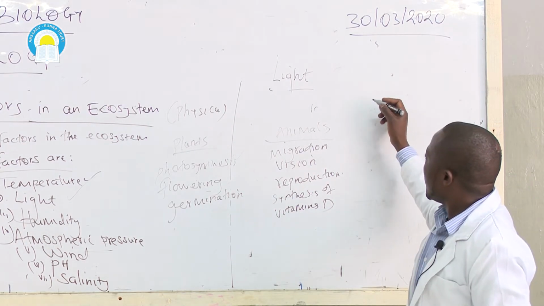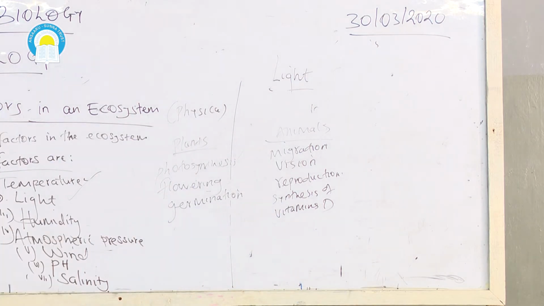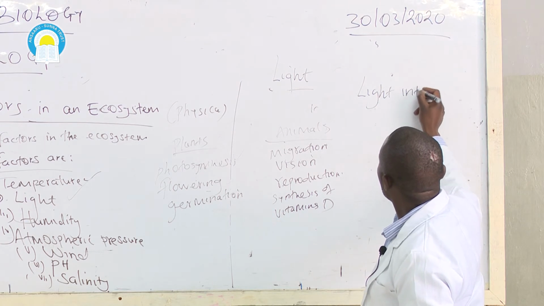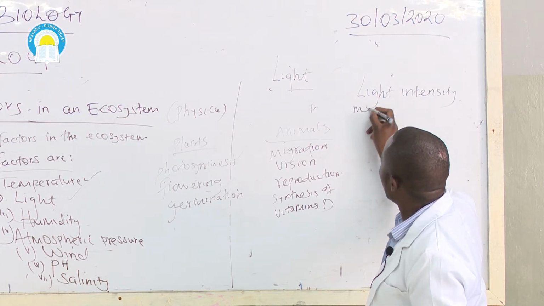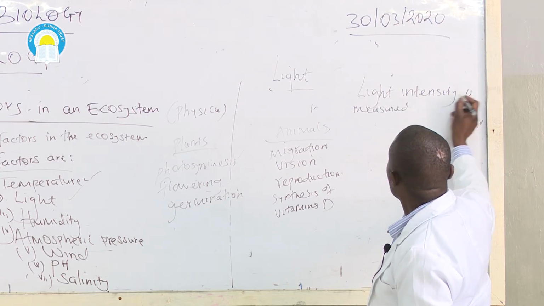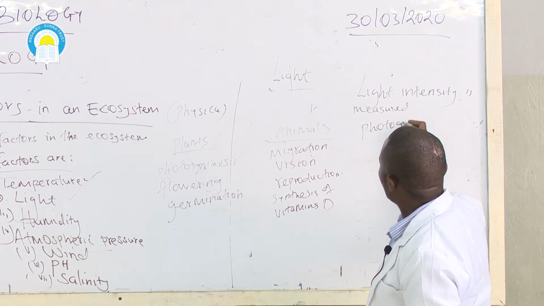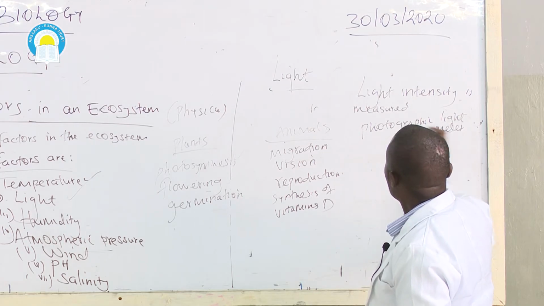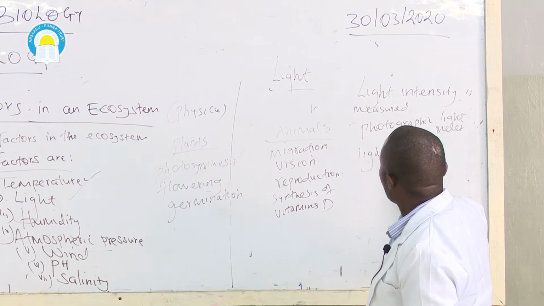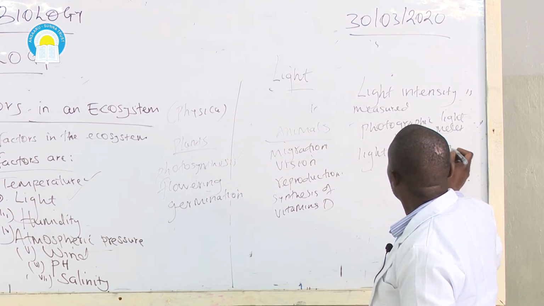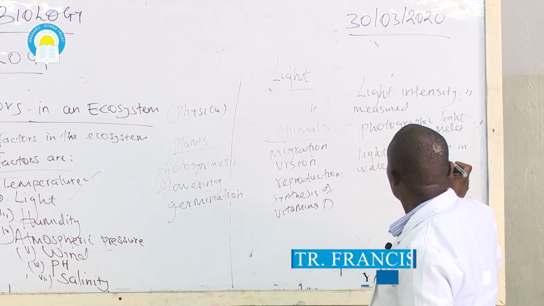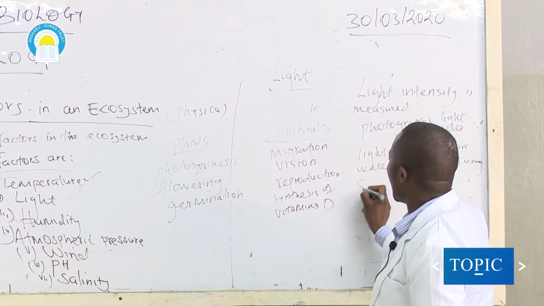Then light is measured. Light intensity is measured using a photographic light meter. And the light penetration in water is measured using a secchi disk.